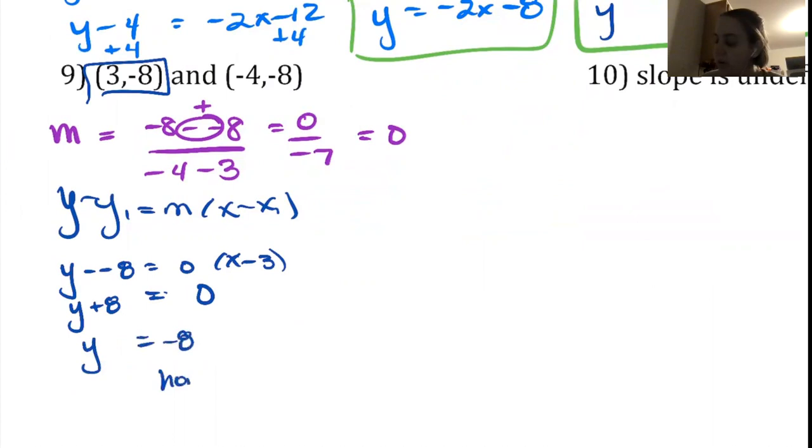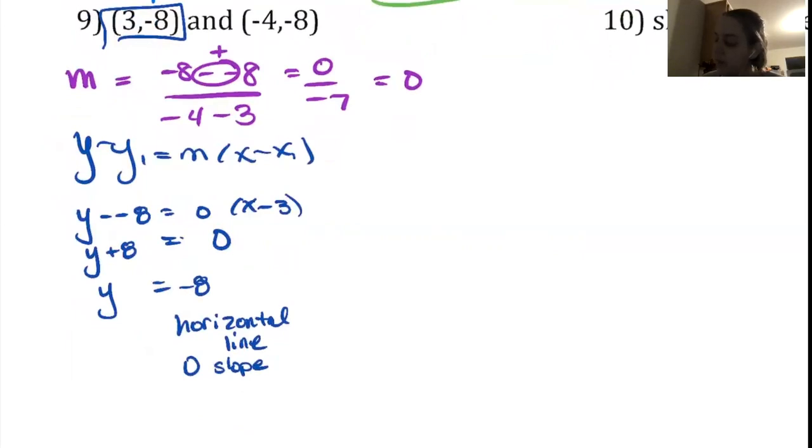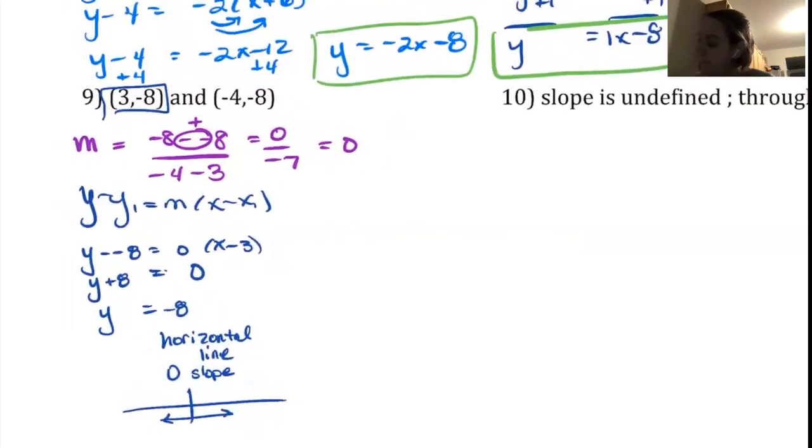This is a horizontal line. It has 0 slope, not no slope, but 0 slope. Those are two different things. And if you were to graph it, it would be down here at -8. All right, now, so what's my answer? This one's my answer, y equals -8.